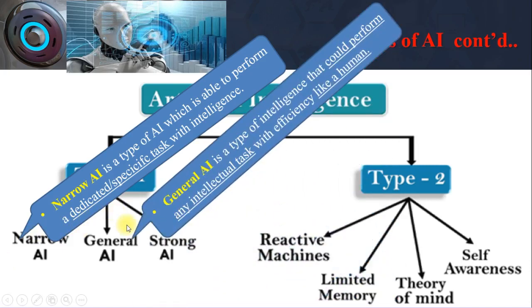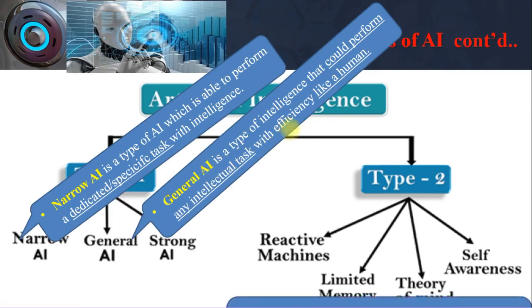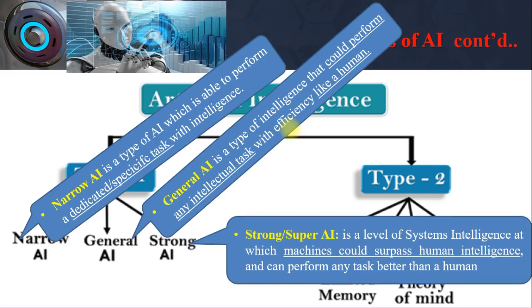The intelligence level of these machines is equivalent with the ability, efficiency, or intelligence of human beings. That means such artificial intelligent machines can be categorized under general artificial intelligence. They can perform the tasks that can be done by human beings. The last type of artificial intelligence, according to capability, is strong or super artificial intelligence. This can be considered as surpassing human intelligence.